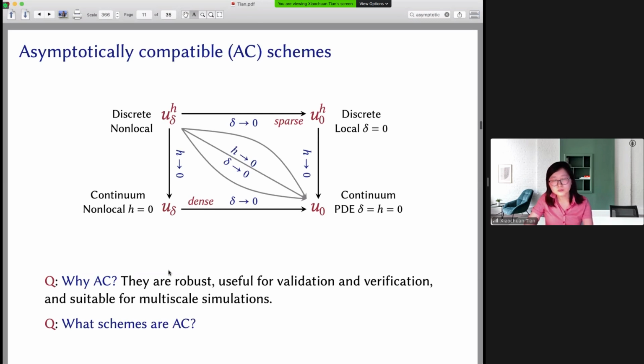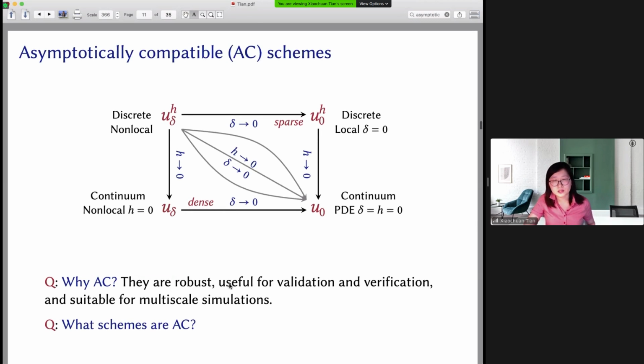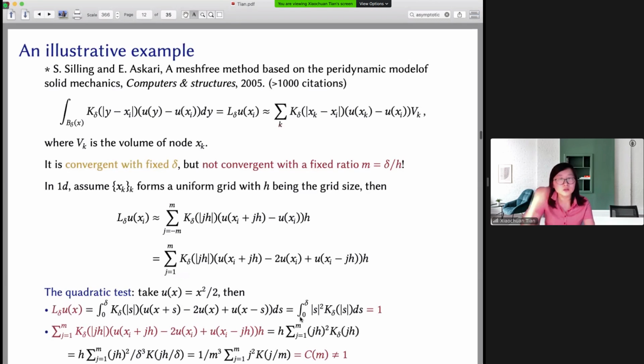And obviously, these are robust schemes, useful for validation and verification and suitable for multi-scale simulations. So what schemes are AC? I'll give you this example just to show you an idea of how to find AC schemes. This 2005 meshfree paper by Dr. Yu Leng and Askari is a highly cited paper.